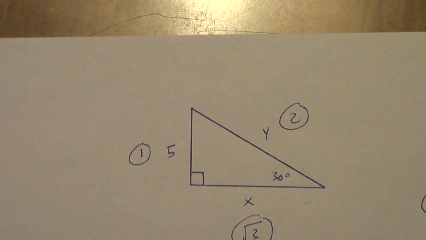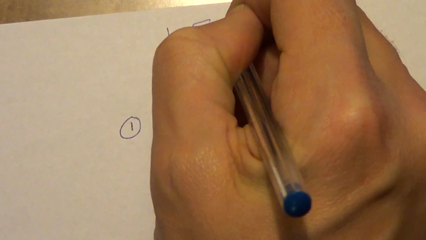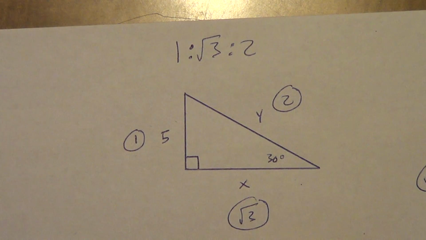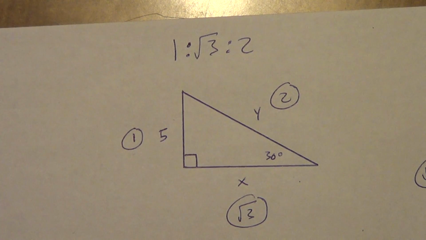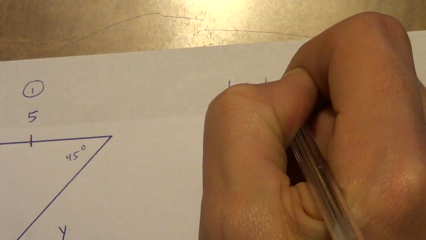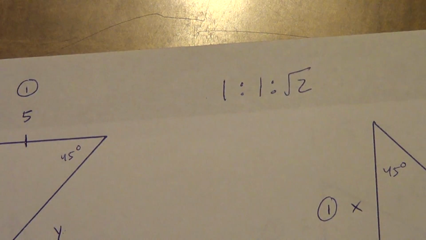If you will just memorize for a 30, 60, 90 triangle, 1, root 3, 2, and put them in order and set up your ratios, your proportions, and cross multiply and solve, you will be fine. On the 45, 45, 90 triangle, just memorize 1, 1, root 2. That's all you have to do. Memorize those numbers, put them in the correct order, cross multiply and solve.